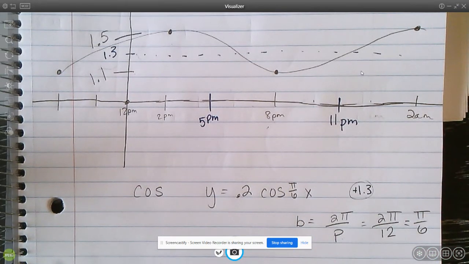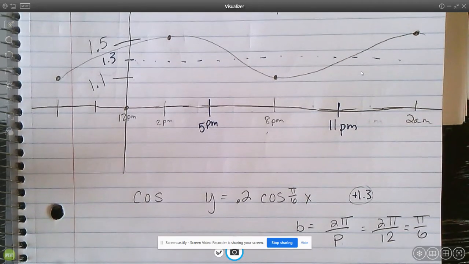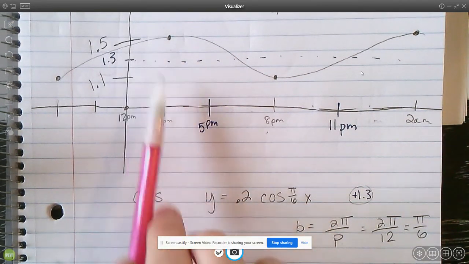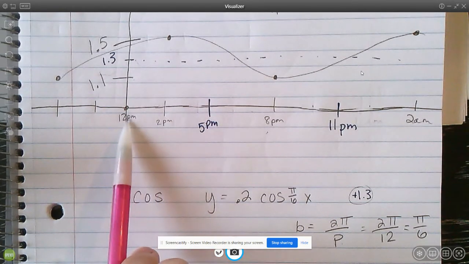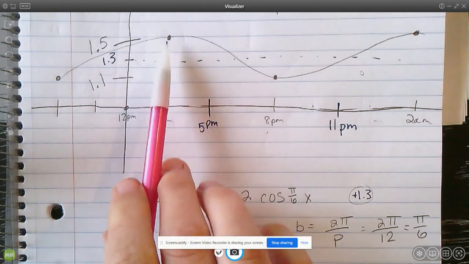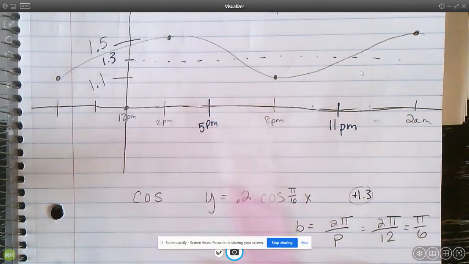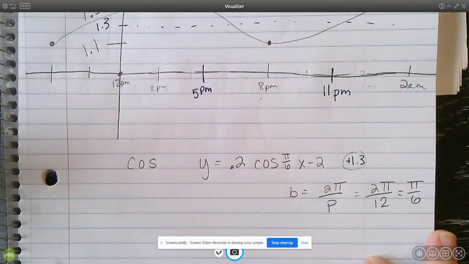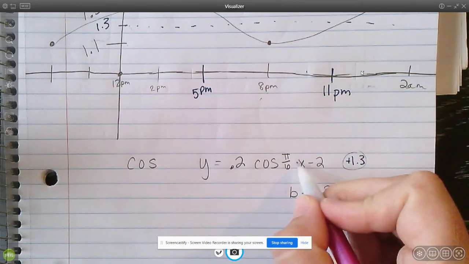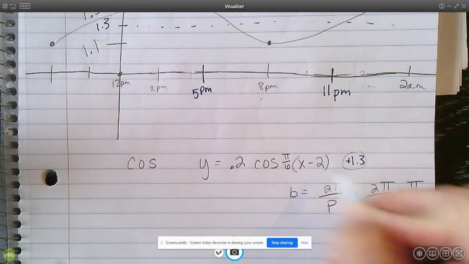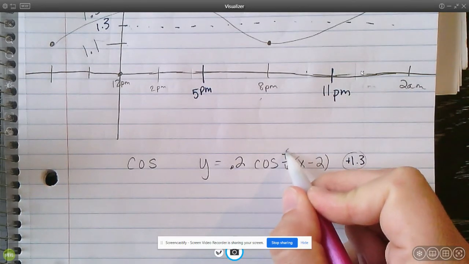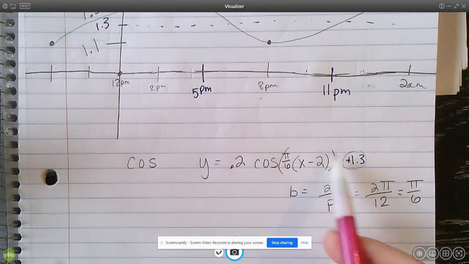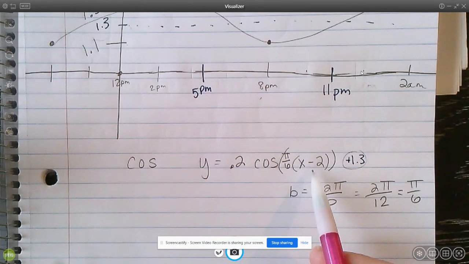And then we have to talk about a shift. So we want this to start at our y-axis. So right now it's at 2 p.m. We want to move it to 12 p.m. So to scoot it back, we're going to subtract 2. And then we have to put in our parentheses. So this is for the phase shift, and this is our outer parentheses, so it knows we're taking the cosine of all of that.